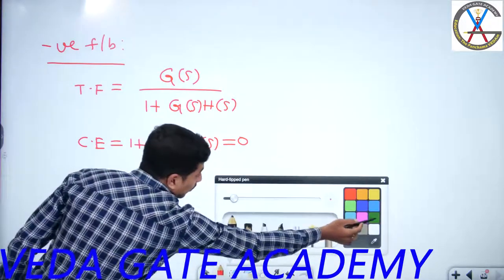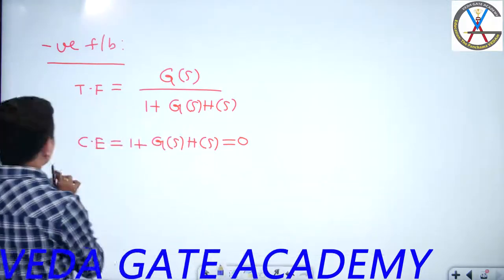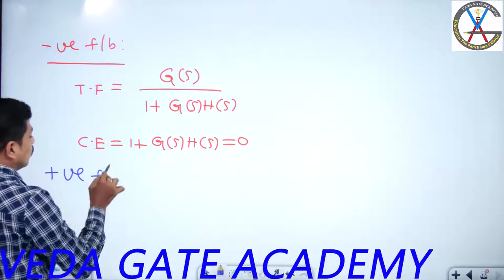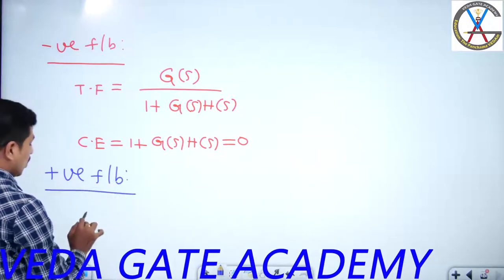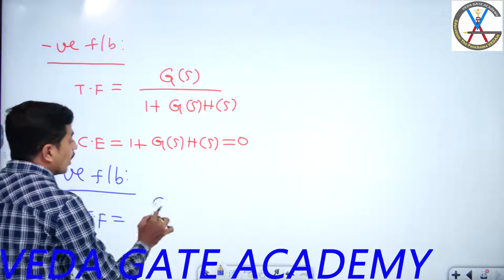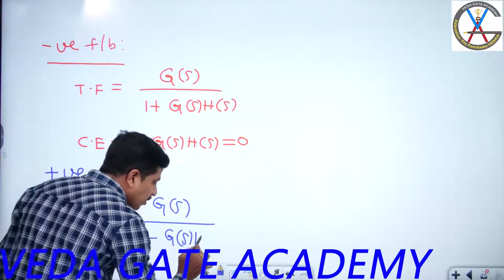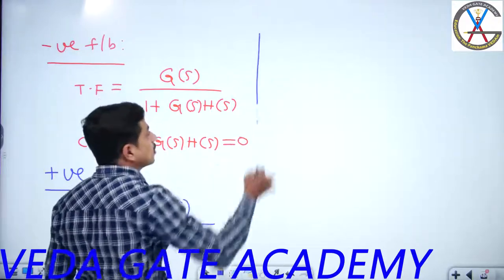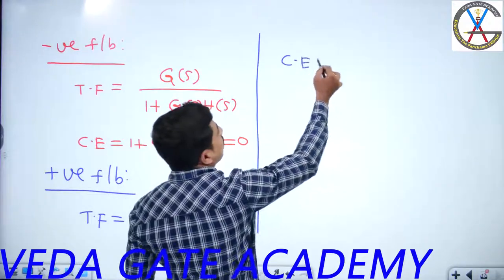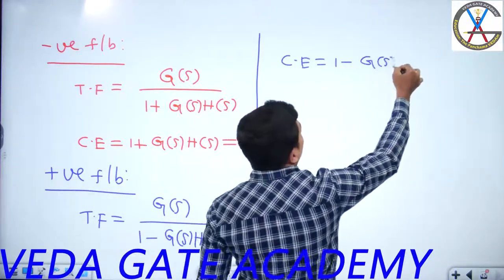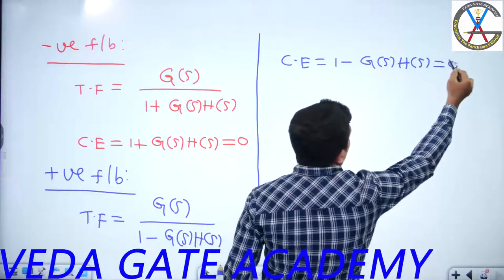Now, let me write positive feedback. Positive feedback control system: the transfer function is G of s by 1 minus G of s into H of s. What is the characteristic equation? 1 minus G of s into H of s is equal to 0.